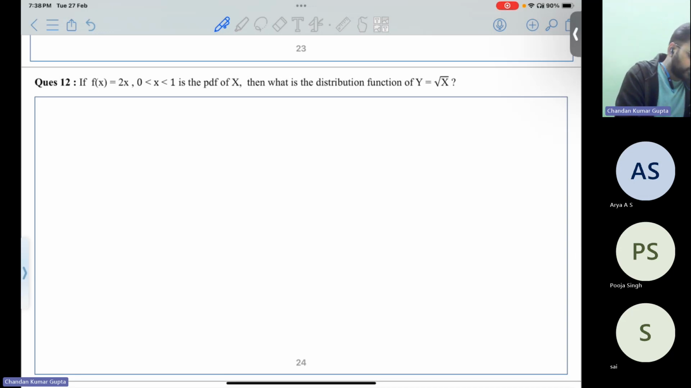Okay, now the next question is like this. We are given f(x) equal to 2x for x lying in 0 to 1. We need to calculate the distribution function of y. We need to calculate the PDF of y, which is equal to root x.